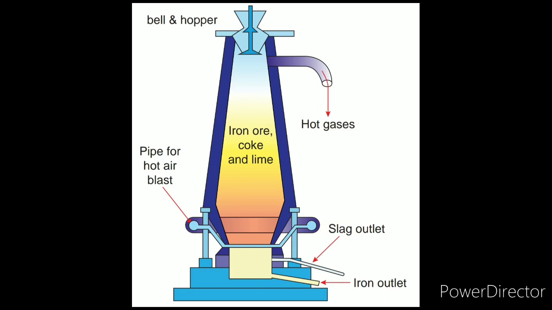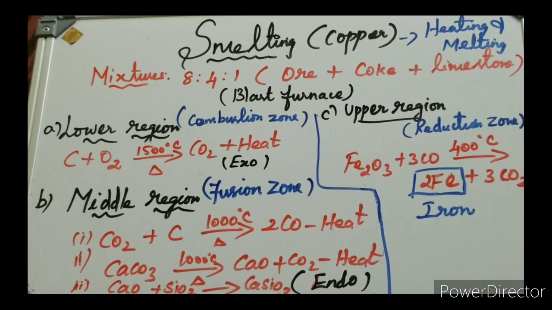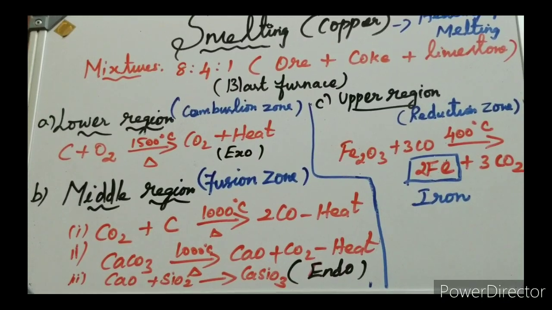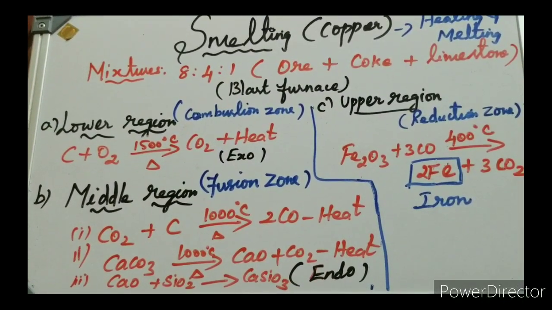In the smelting process, the roasted ore is mixed with coke and limestone in the ratio of 8:4:1. The whole mixture is allowed to pass through the blast furnace using one hopper arrangement at the top, through which the mixture is introduced to the furnace. There are three important regions in the furnace, where three variations of chemical reaction take place, and finally we will get a pure metal, that is iron.